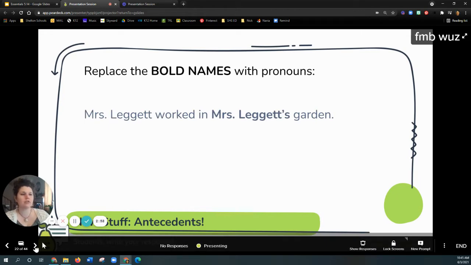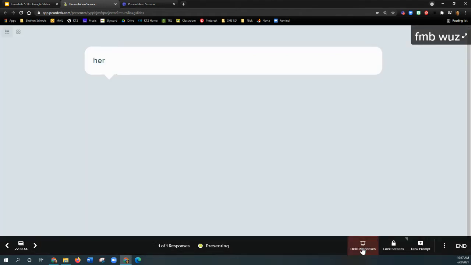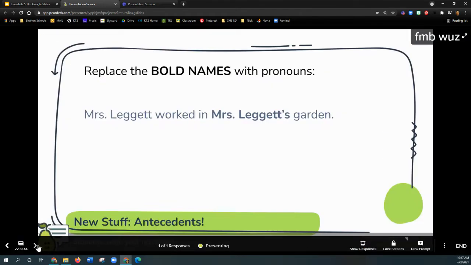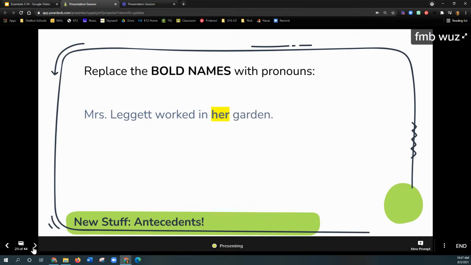All right, let's try this one. Mrs. Leggett worked in Mrs. Leggett's garden. Here's your practice. So click on this slide. What word could we use instead of repeating Mrs. Leggett? Okay, so we can say Mrs. Leggett worked in her garden. Very nice, very nice. Yes.